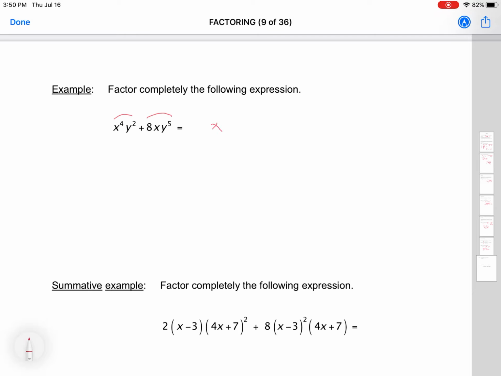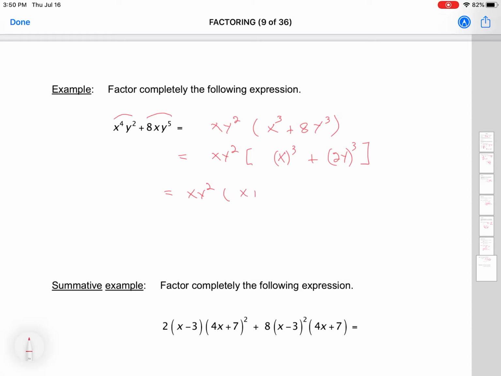So what can I factor out from x^4 and x^1? Well, the smallest exponent is the ticket, and for y squared and y^5, take out a y squared. What is left? x^3 plus 8y^3. And that so happens to be (x) cubed plus (2y) cubed. So that is the sum of two cubes on which I will apply the formula that I know.